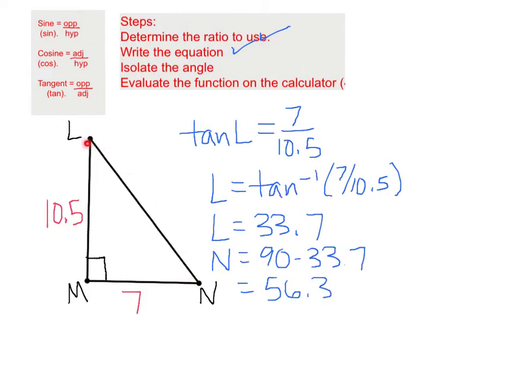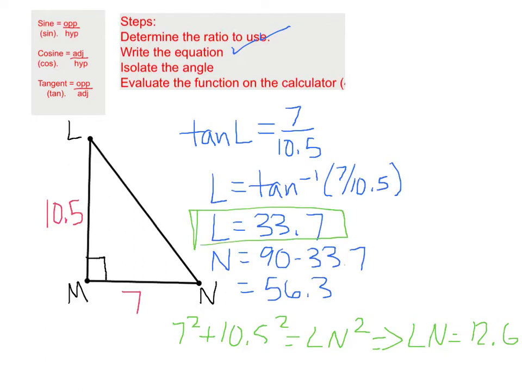There's a couple different ways we can get LN. If you wanted, you could use trigonometry, but what's way easier is to simply use the Pythagorean theorem. So to get LN, we're going to do 7 squared plus 10.5 squared is equal to LN squared. Then we just use our calculator to solve that. You don't have to show a ton of work. We've already done all that. If you do that, you get LN is equal to 12.6. So we figured out everything we didn't know already.